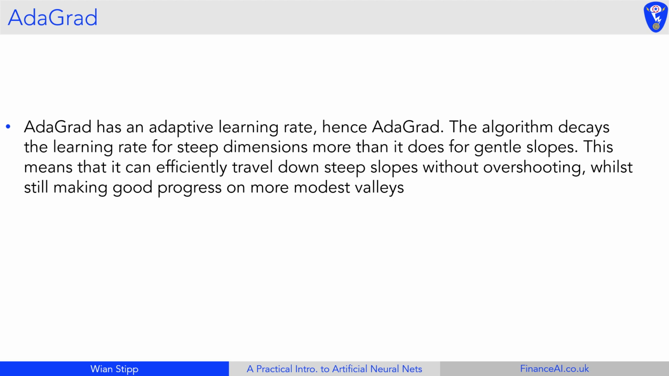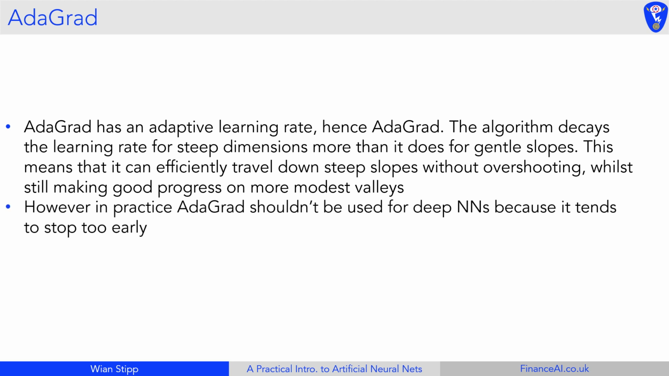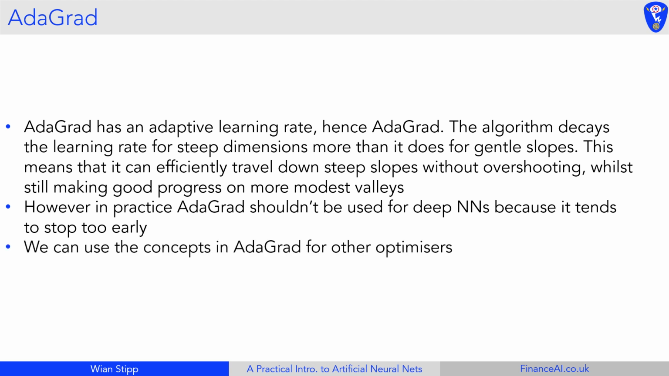Okay, now we'll talk about the final class of optimizers and some of the most effective. The first we'll talk about is AdaGrad. AdaGrad has an adaptive learning rate, which is why it's called AdaGrad, for adaptive gradient. The algorithm decays the learning rate for steep dimensions more than it does for the gentle slopes. This means that it can effectively travel down the steep slopes without overshooting, whilst making good progress on modest values. However, in practice, AdaGrad shouldn't be used for deep neural networks, unfortunately, because it tends to stop too early. But we can use some of the concepts from AdaGrad for other optimizers.